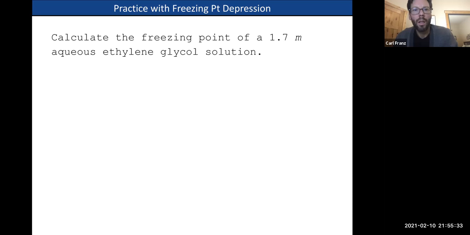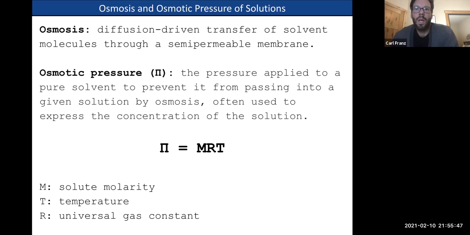Calculate the freezing point of 1.7 molal aqueous ethylene glycol. For that one, you're not going to need to look at i. There's no mention of i, so it's not an issue here. Same with this one. And that brings us to osmotic pressure.